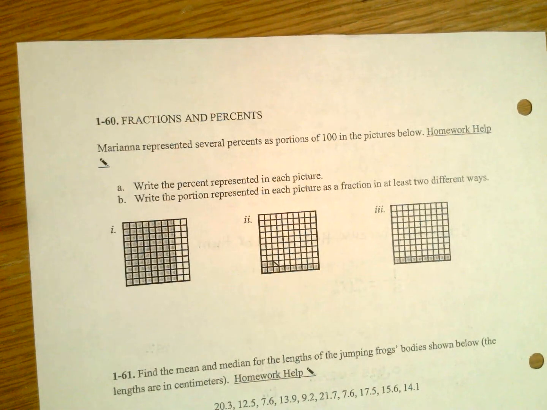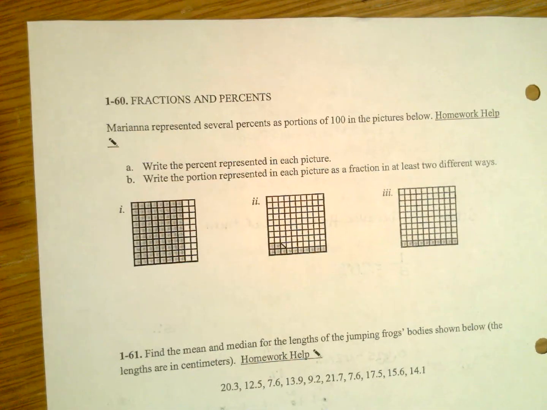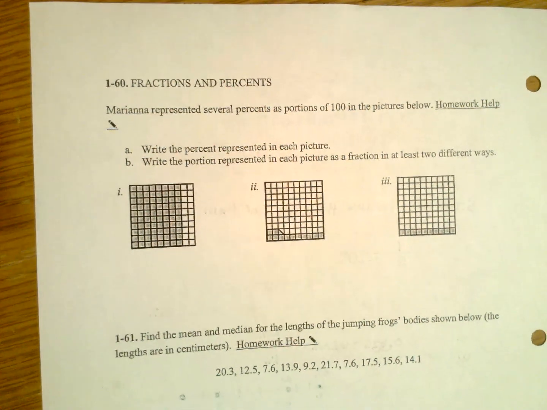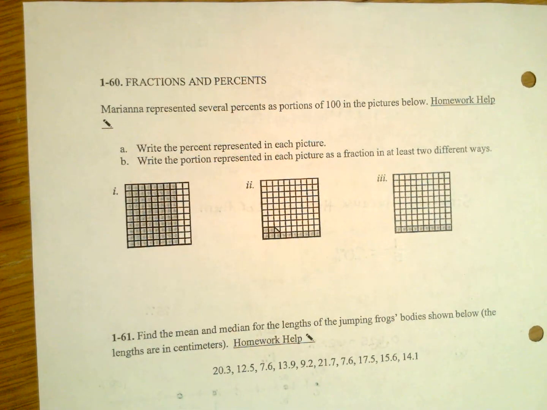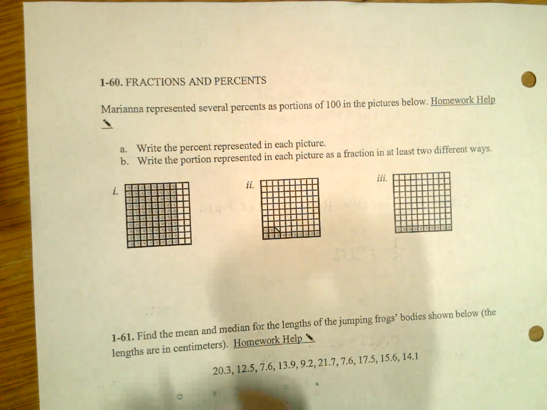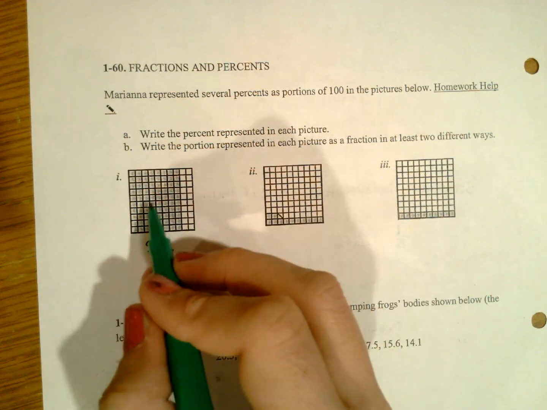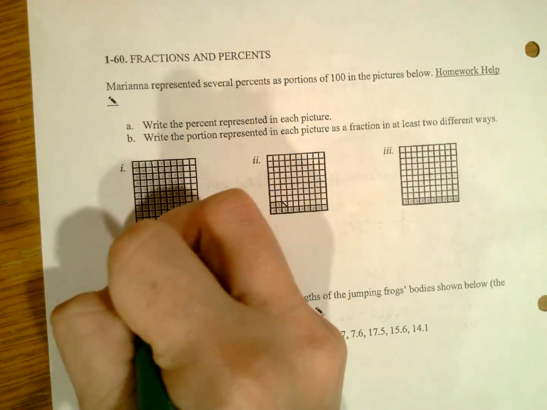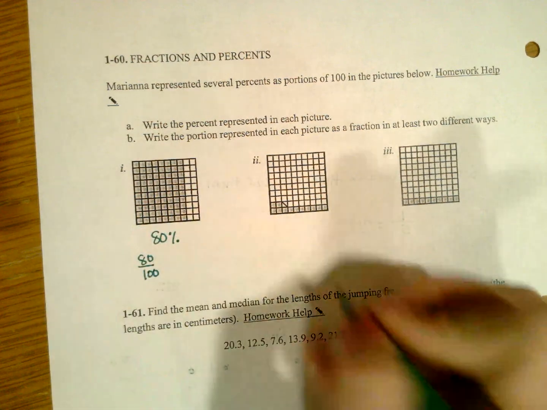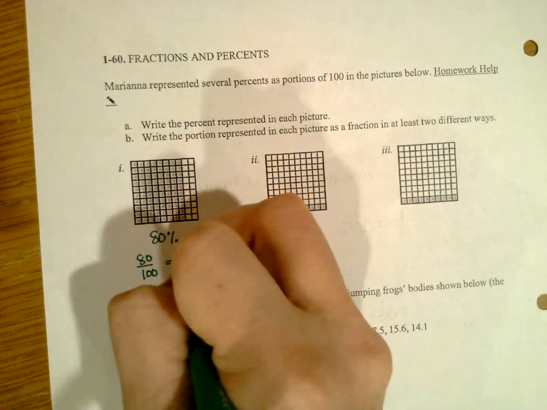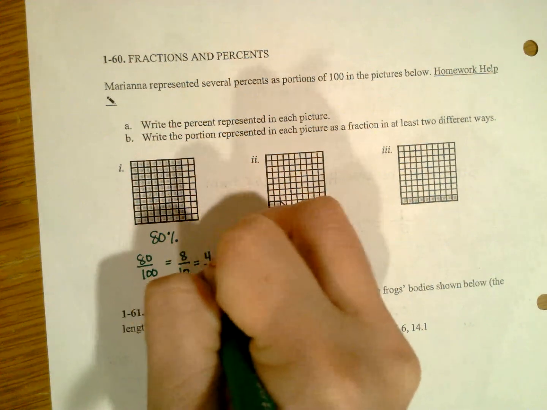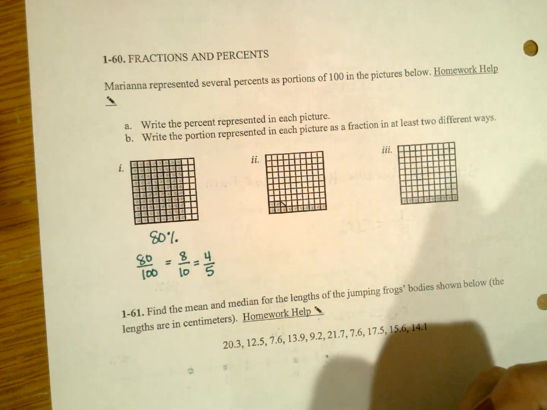Problem 60. Mariana represented several percents as portions of 100 in the pictures below. We need to write the percent represented in each picture, and then we need to write it as a fraction in 2 different ways. So the first one is 80%. There's 80 blocks filled in. 80% is 80 out of 100. I could simplify that to 8/10, which simplifies to 4/5. I actually wrote that 3 different ways.